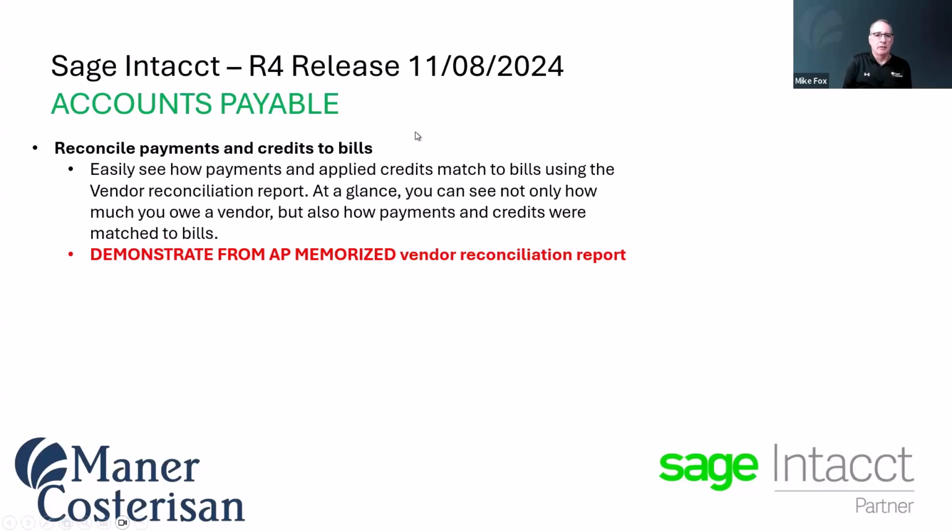So the other feature that Intacct has provided is the ability to reconcile payments and credits to bills. When you look at an AP Ledger card right now, you see the payments and you see the charges, but you can't really correlate the payments to the bills, and the same holds true for accounts receivable. They're doing the same thing for accounts receivable.